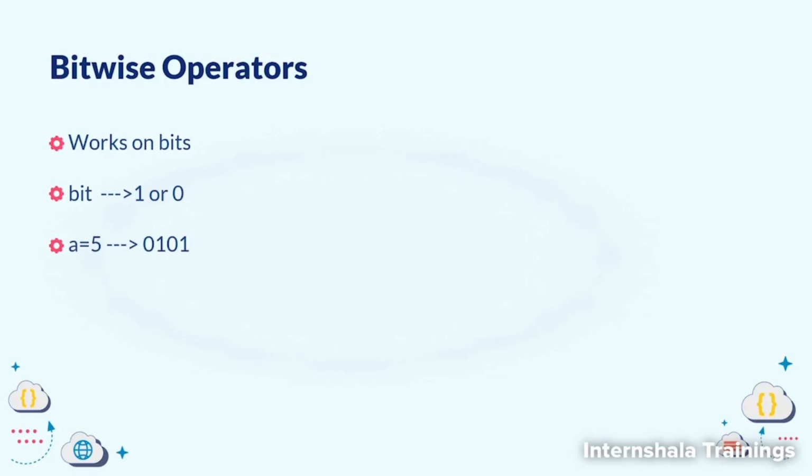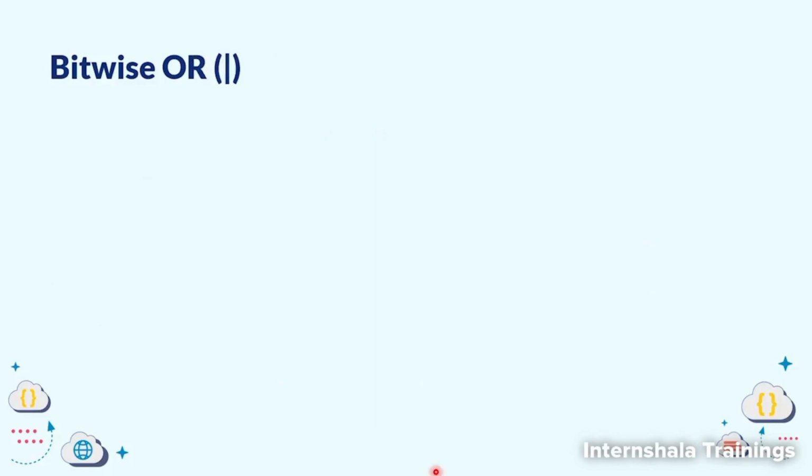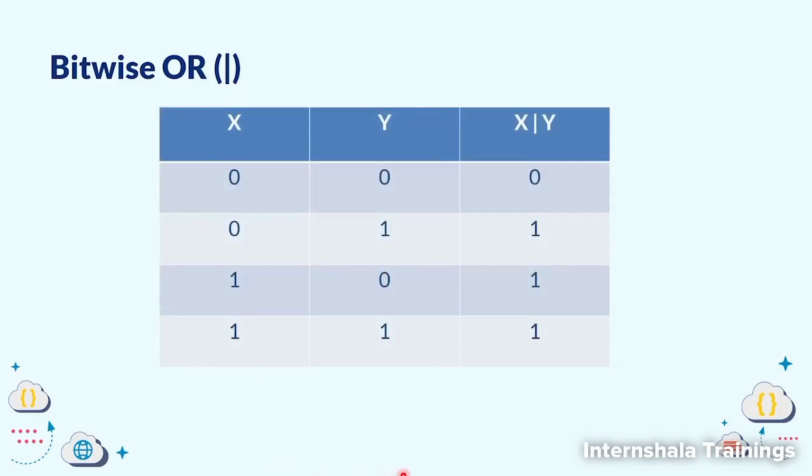The first one is bitwise OR, which is denoted by this pipe symbol. It will perform the OR operation bit by bit. Let's check its table. So this is the table where the bitwise OR operator is there. We have two bits. One bit is denoted by, let's say, X, another bit is denoted by, let's say, Y, and this is X or Y, which is denoted by this pipe symbol.